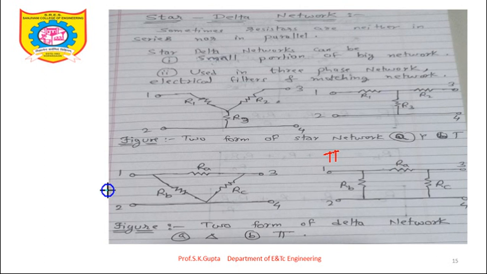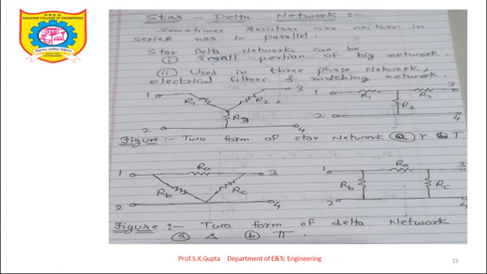So this network and this network both are same. Here also this network and this network both are same. So this one is the star network. Y or T is nothing but the star network, and delta and pi are nothing but the delta network. Okay, so I hope that you will remember how to draw star network and how to draw delta network.